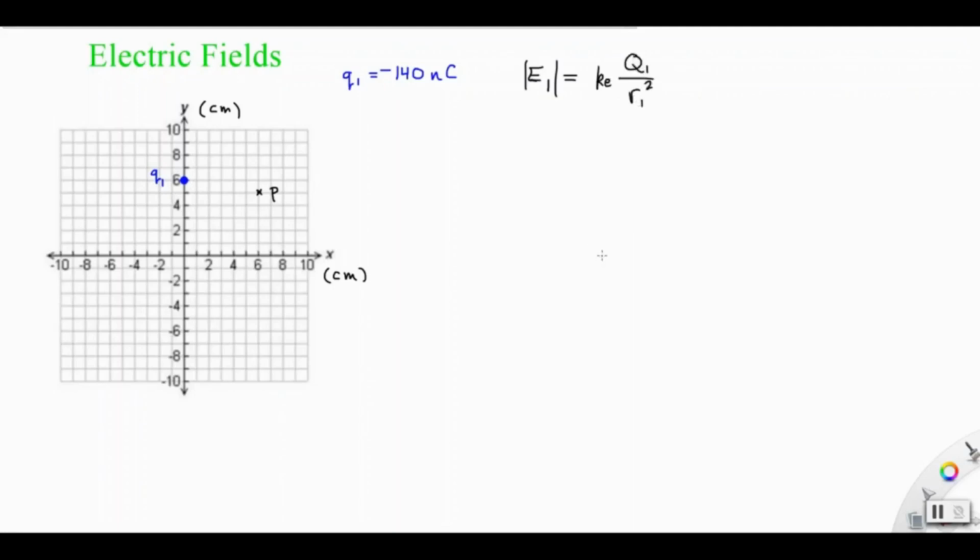And I'm going to put a little subscript 1 on our R to represent that the R that we're talking about is the length from Q1 to our interesting point. It's only interesting because I said it's interesting. There's no other reason that point is interesting. Okay, so let's draw an arrow.